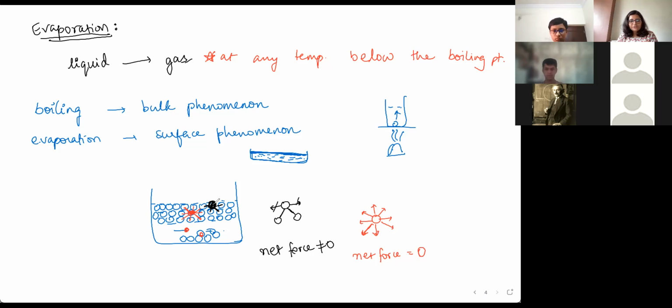So if it's not equal to zero, they can be pulled on either sides. They're going to flow this side and that side. By chance, as they are moving and colliding against each other, one random particle will get enough kinetic energy to be able to escape out in the atmosphere.